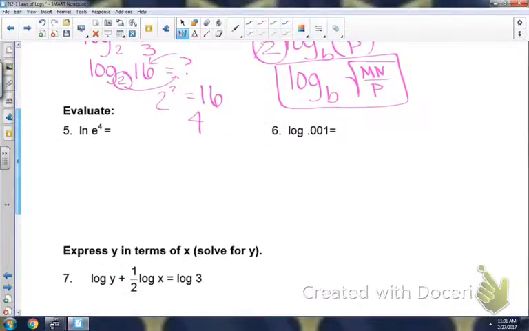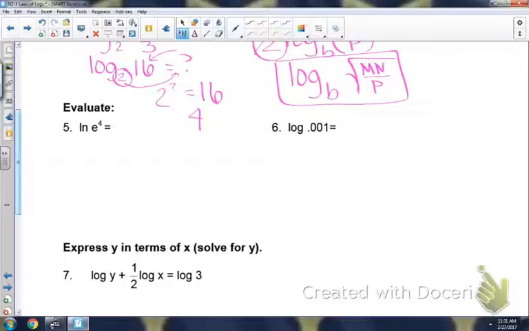Alright, 5 we're evaluating, so this is what we did last unit. Of a natural log, we have base e to what power gives us e to the 4th. So the answer would be 4. It gave us that exponent there.